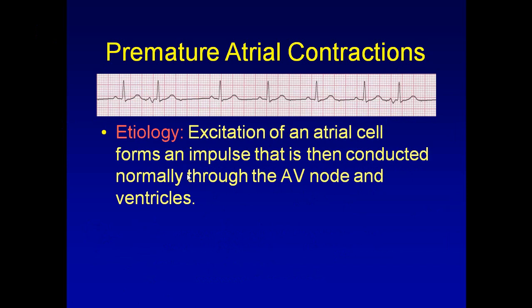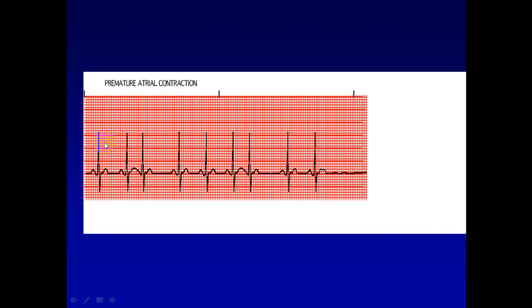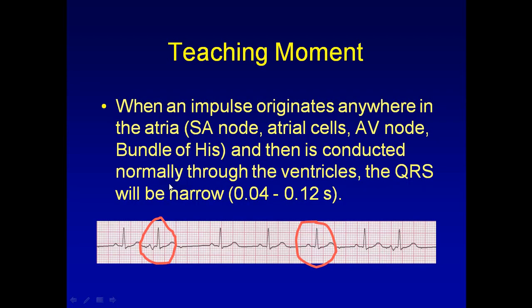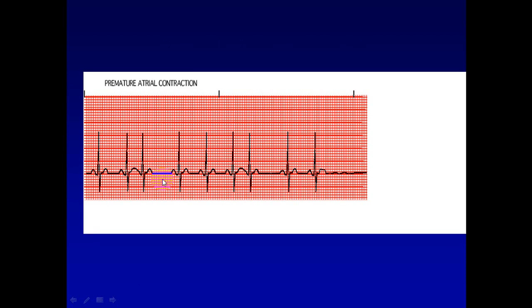Excitation of an atrial cell forms an impulse that is then conducted normally through the AV node and ventricle. This is the P wave and QRS complex. The P wave, which we don't expect to be there, is coming earlier. There is no P wave, or the PR cannot be measured, then a compensatory pause, a period of compensation, and then sinus, then ectopic. This is called premature atrial contractions. Premature atrial contractions can be found normally and need not any sort of treatment.